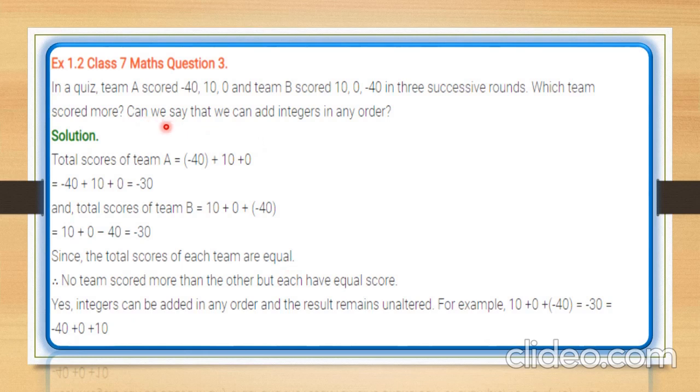Now second part, can we say that we can add integers in any order? Yes, integers can be added in any order and the result remains unaltered. Unaltered means does not make any change. For example, 10 plus 0 plus minus 40 equal to minus 30, which is equal to minus 40 plus 0 plus 10. So we can add integers in any order.